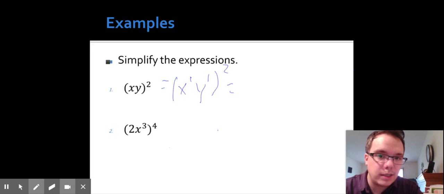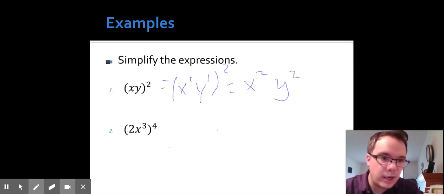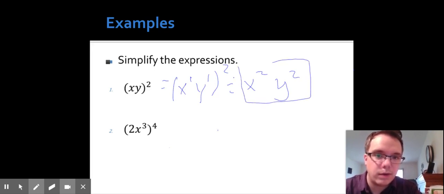So now I just need to take that 2 outside and multiply it by every exponent inside. So I will get 1 times 2 on my x to get 2. And on y, I also have 2 times 1, which is 2. And x squared and y squared are 2 powers with different bases, so that's as simple as we get. So x squared y squared is our solution.